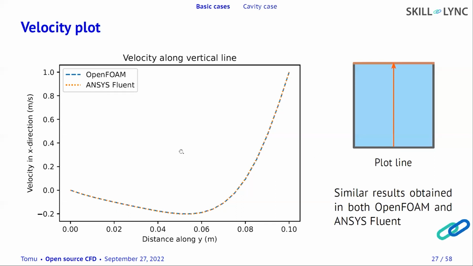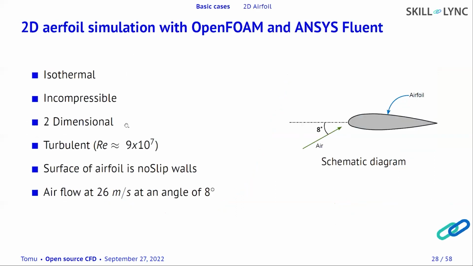Now we have our second case, which is an airfoil. You might know the airfoil shape of the aeroplane. The aeroplane wings are made in such a fashion to generate lift. So this would be like a cross section of an airplane wing. You can see the section here, and the air is flowing at an angle of 8 degrees.